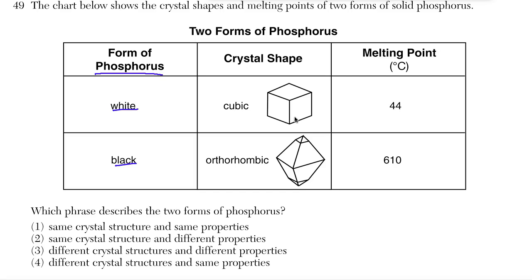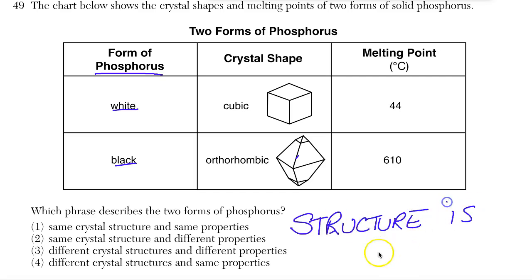And the reason why graphite and diamond, both made of carbon, have different properties is because they have different structures. I can't say this enough. Structure is king. You change the structure, you change the properties. So these guys have different structures.